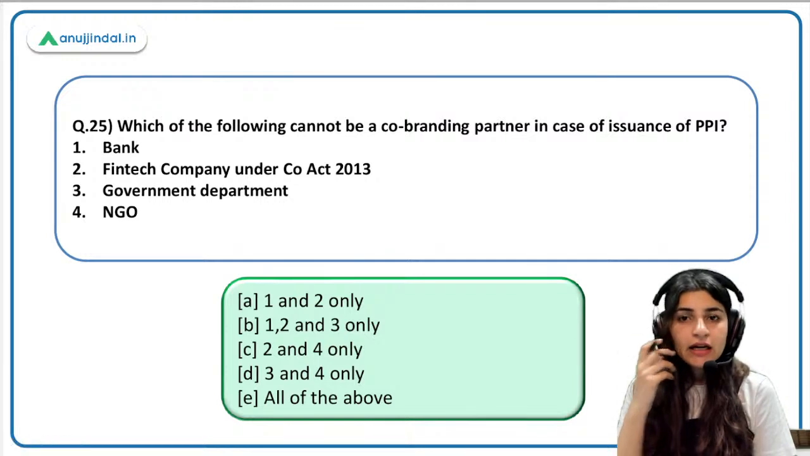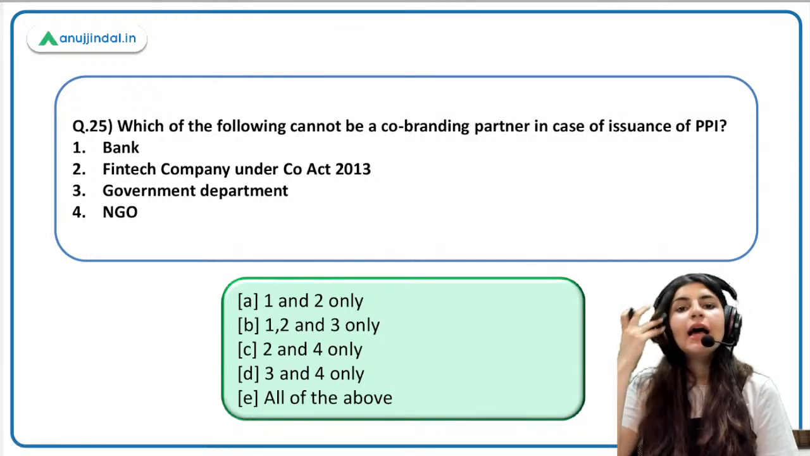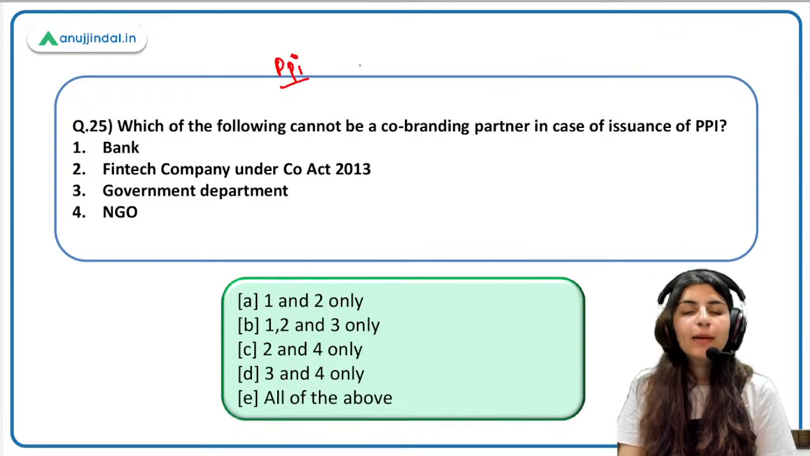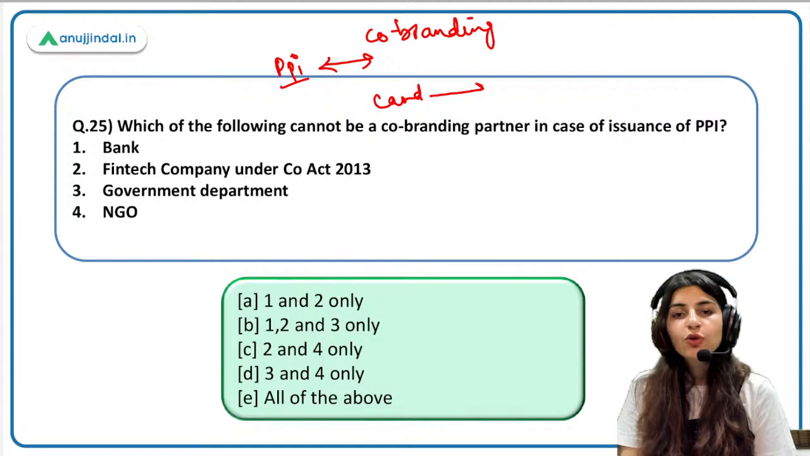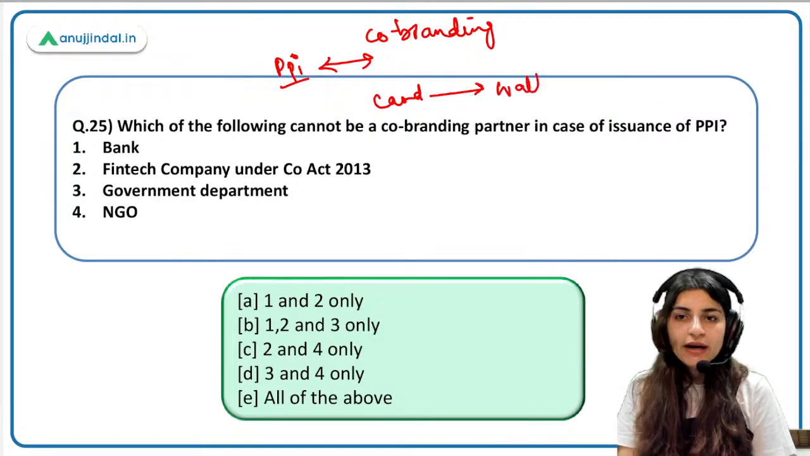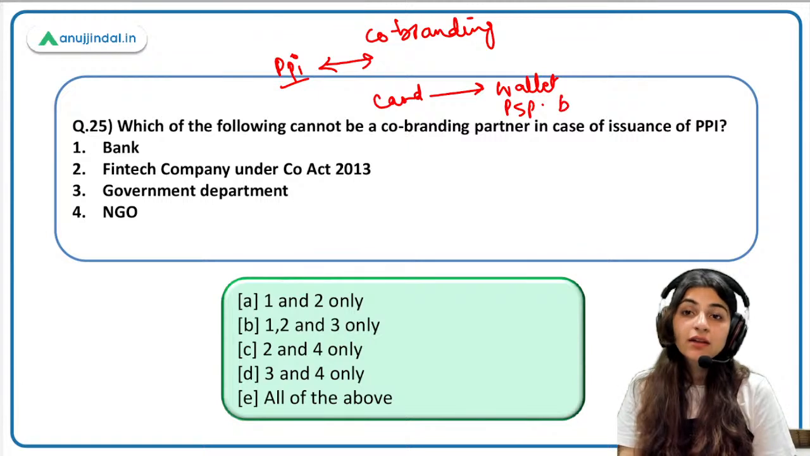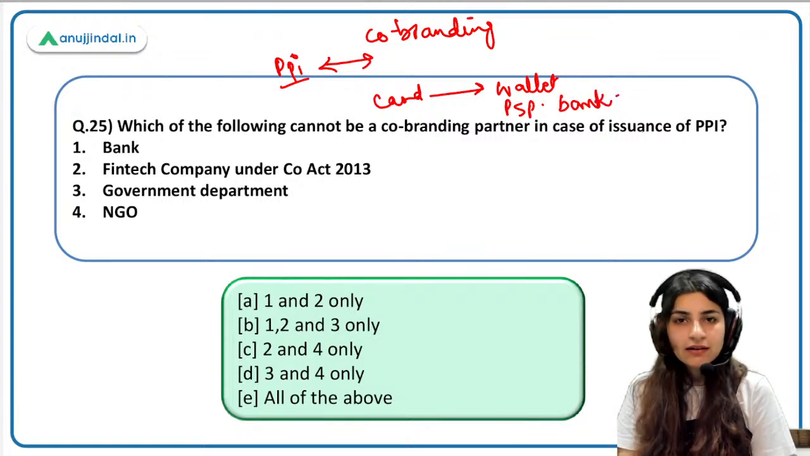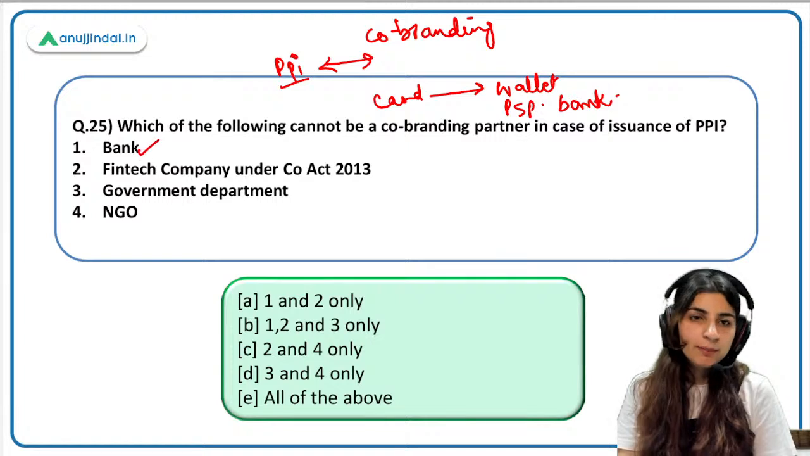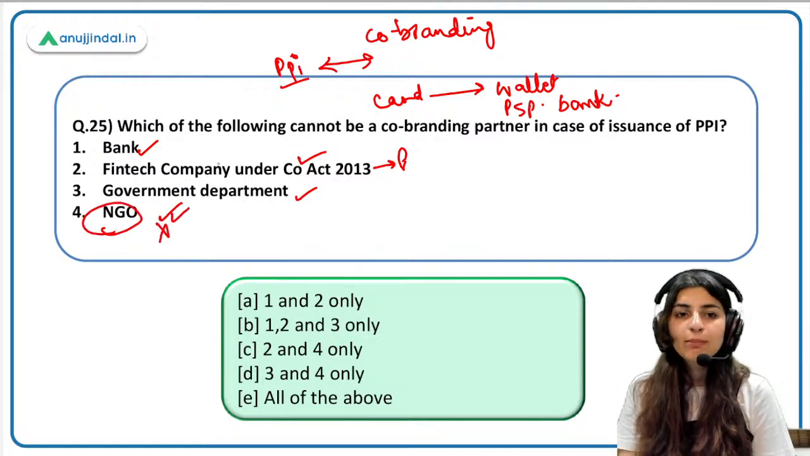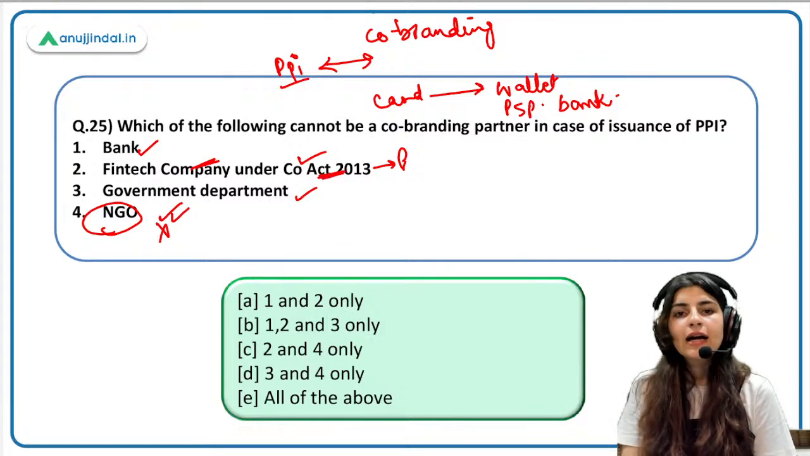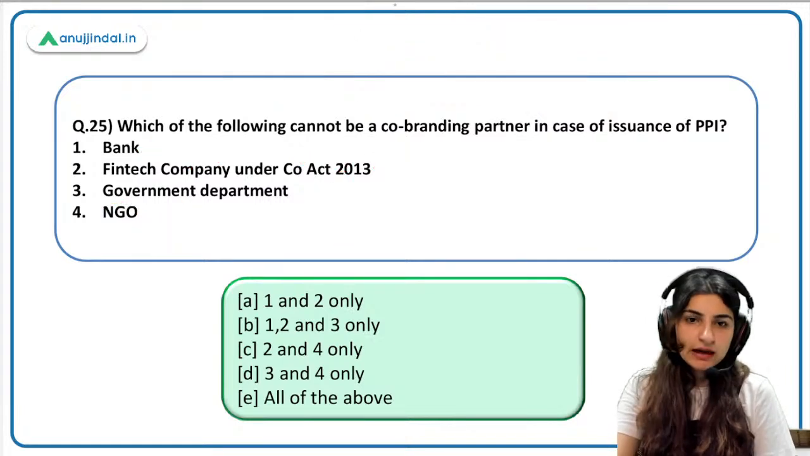Which of the following cannot be a co-branding partner in case of issuance of PPI? So PPI instruments can be issued by bank network in collaborating or co-branding with any other bank also. आपने देखा होगा एक card network, they sometimes collaborate with any wallet provider or any payment service provider or any other bank. They often collaborate or co-brand करते हैं. So they can do it with a bank or a fintech company, let's say Paytm. Government department, definitely. NGOs, so NGOs is not possible, but a company which is registered under the Companies Act 2013, it is possible with that.